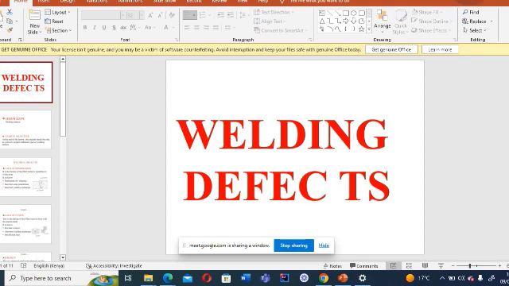Maxwell? Yes, I know one type of welding defect as porosity, which is the appearance of trapped gases in a welded joint. Yes.